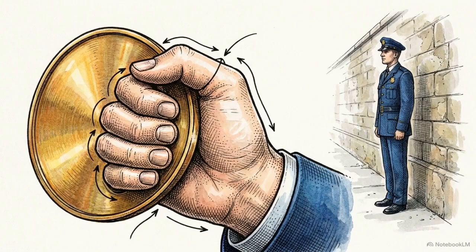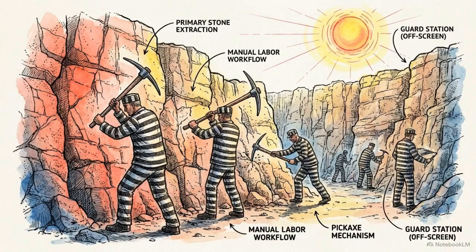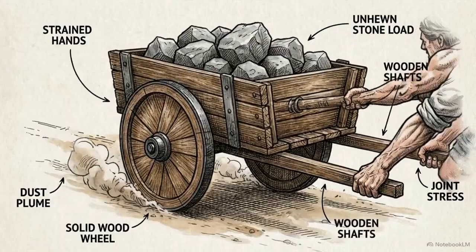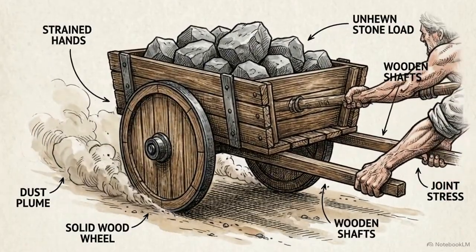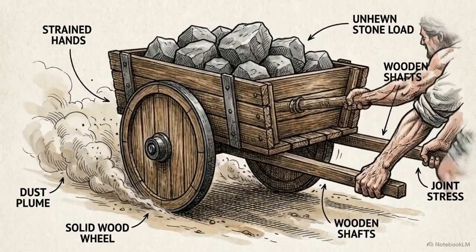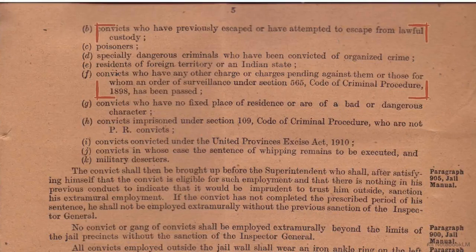The final challenge to the prison's containment model was the economic requirement for extramural labor, work performed outside the walls. Moving prisoners outside the primary physical barrier creates an obvious risk that the administration had to manage through strict categorization. The manual sets explicit criteria for extramural labor eligibility, barring many based on their crimes. Groups permanently excluded included those convicted of poisoning, dacoity, and anyone serving a sentence longer than 7 years.